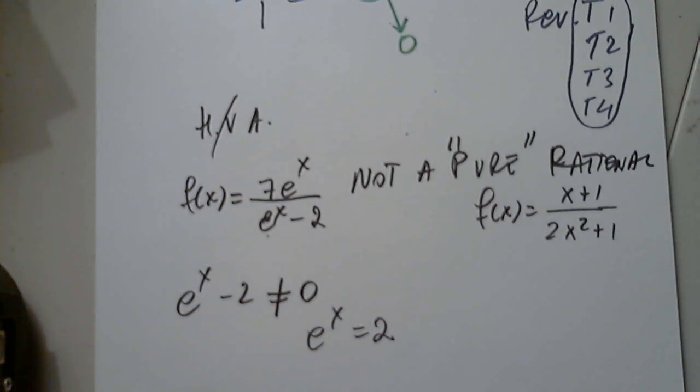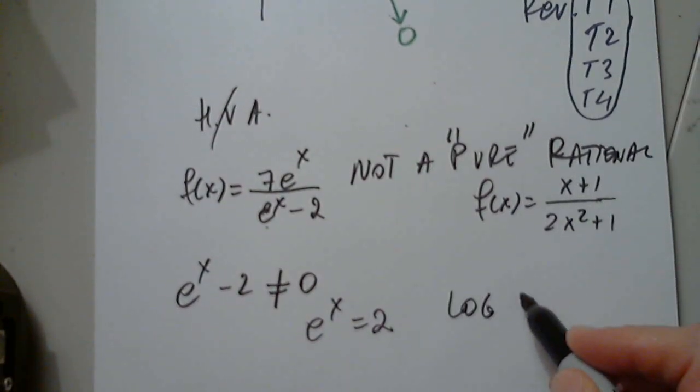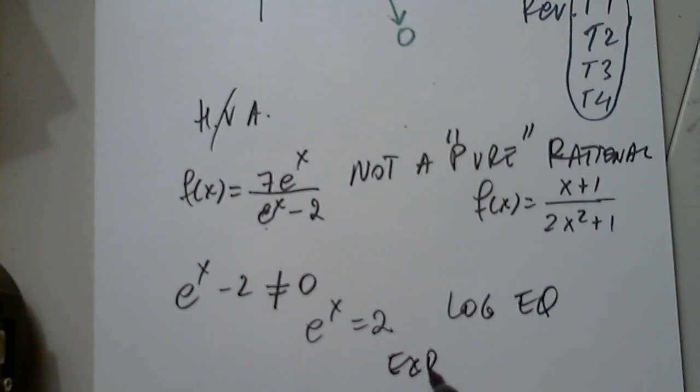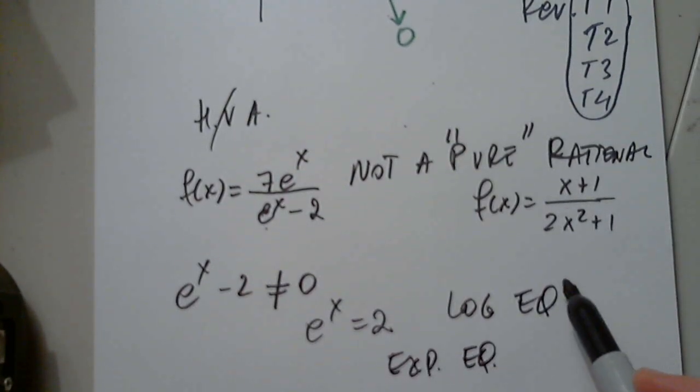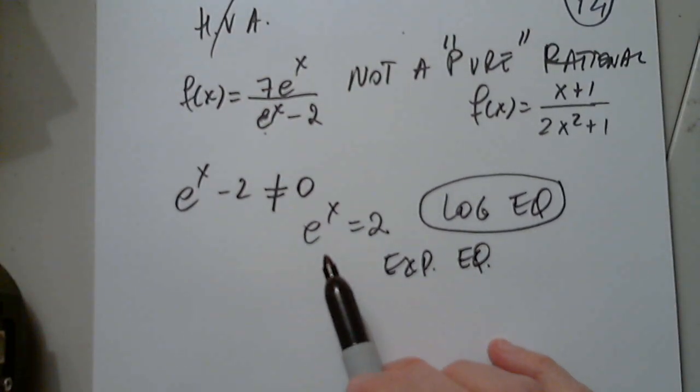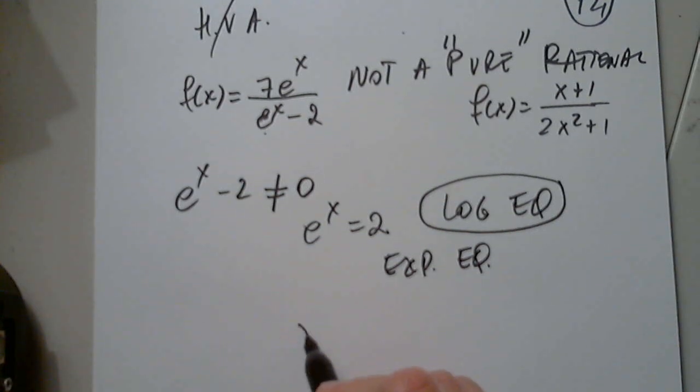How do I solve this equation? It's a log equation. I'm sorry, of course, it's an exponential equation. So I have to apply log. That's what I meant to say. So I apply natural log. So then on this side I have x, and on this side I have 2.